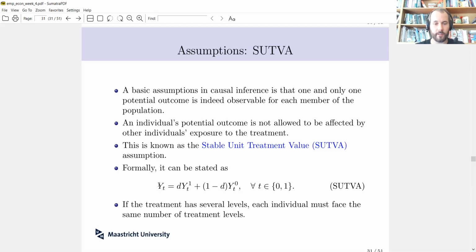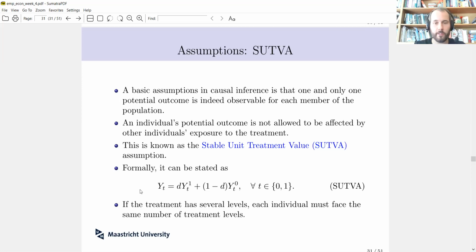So you see that the observed outcome can be written as the outcome under non-treatment if the treatment indicator is 0. Then what we get is actually the non-treated outcome. And if the treatment indicator is 1, this drops out and we get the treated outcome. Okay, everything is all right here.